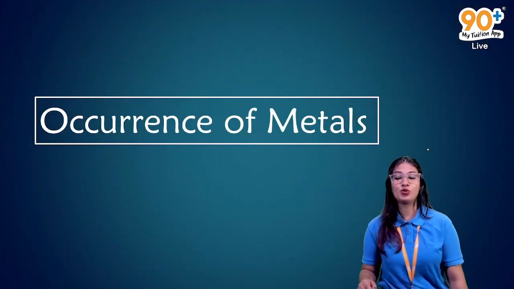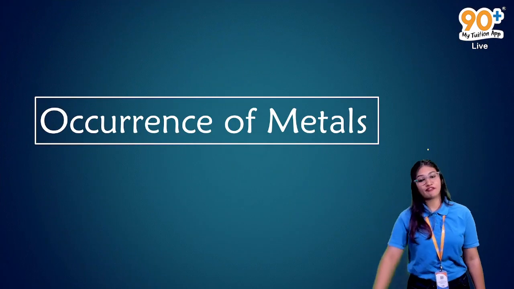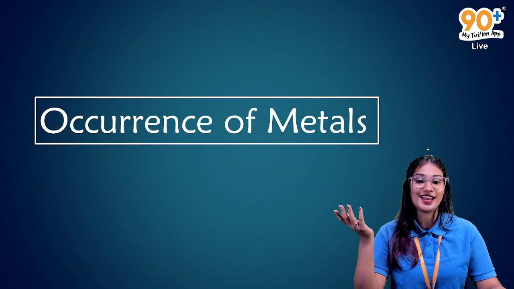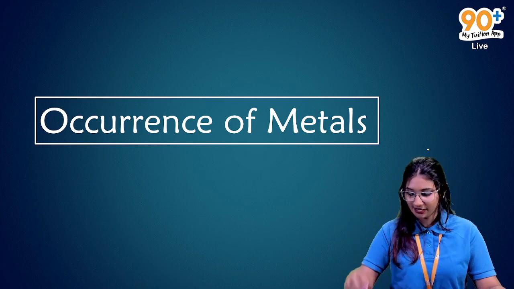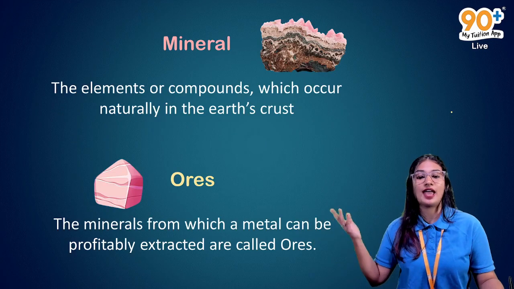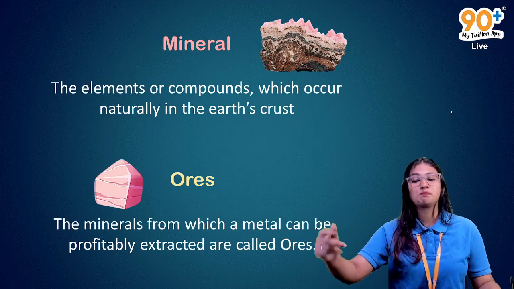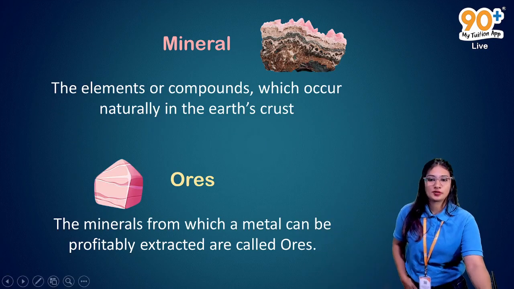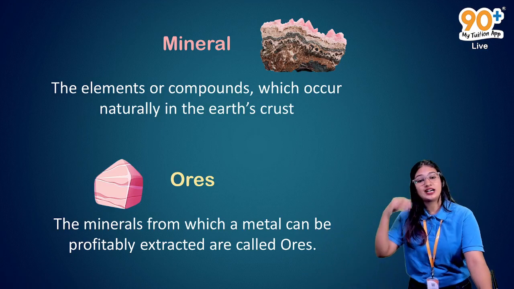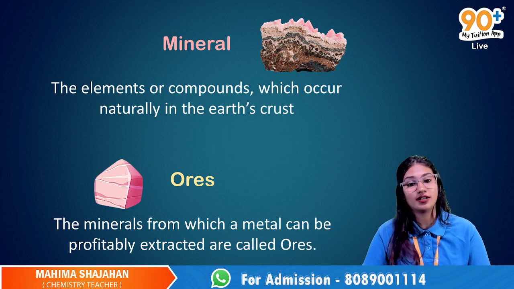Now let's move to the occurrence of metals. How do metals occur in the earth's crust? For that we have to study two terms, mineral and ore. What is a mineral? The elements or compounds which occur naturally in the earth's crust.